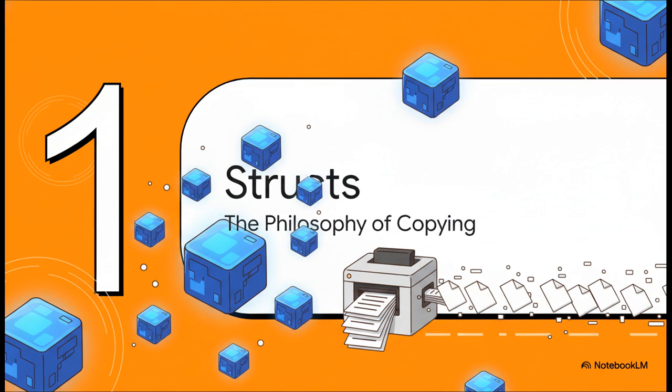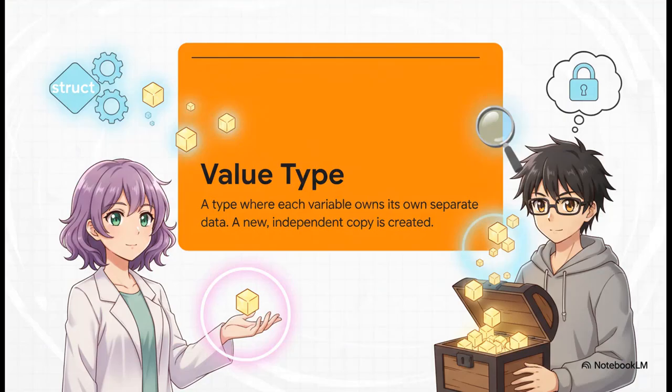You could think of it like making a photocopy. Every single time you pass a struct around in your code, you're getting a fresh, clean, totally independent copy. And that's exactly why we call structs value types. You see it right there on the screen. Each variable holds its own separate, independent copy of the data. Once that copy is made, that's it. It's yours. It has absolutely no lingering connection to where it came from.